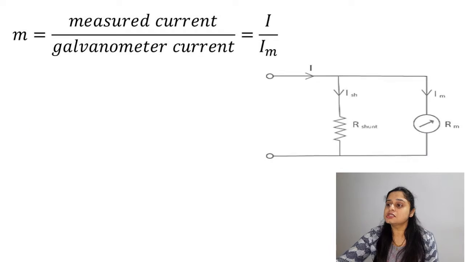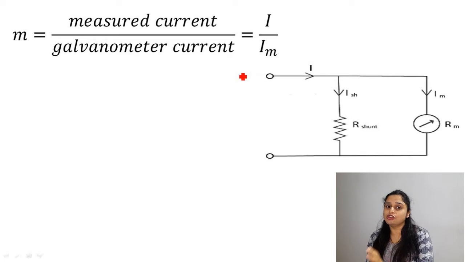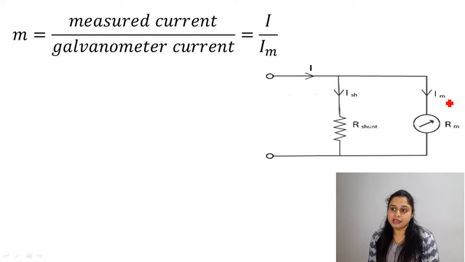For that, consider this diagram here. Measured current: which current do we have to measure? We have to measure this current, the total complete current flowing in the network, which is denoted by I. And the galvanometer current is nothing but the meter current, the full scale value of the current. So we denote that meter current as Im. So the multiplying factor is the measured current divided by the galvanometer current, which is I by Im.